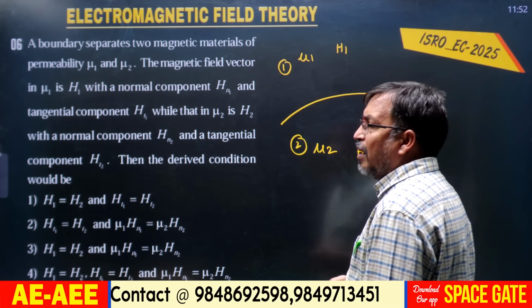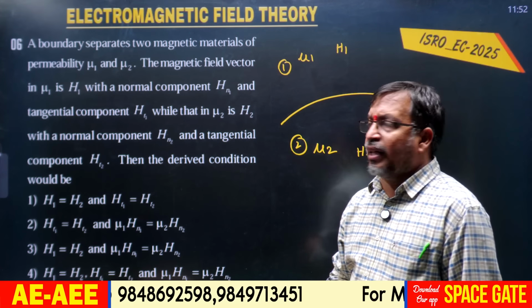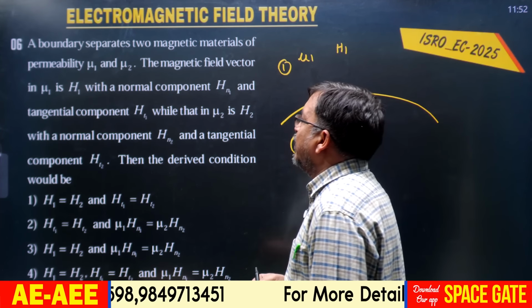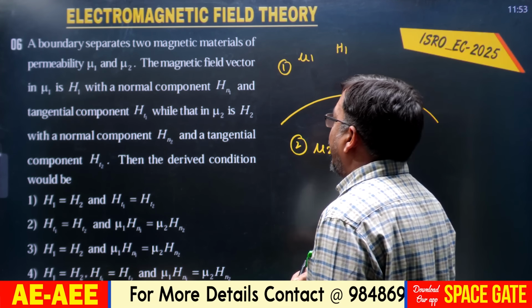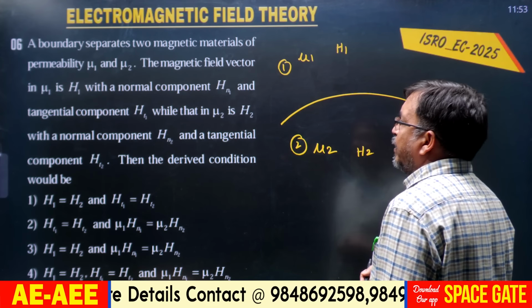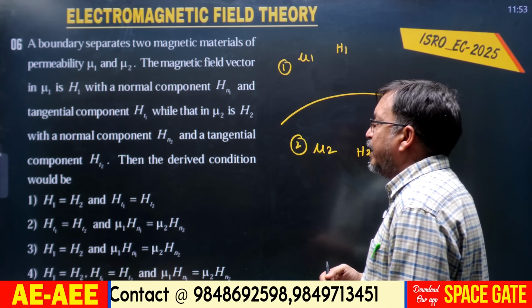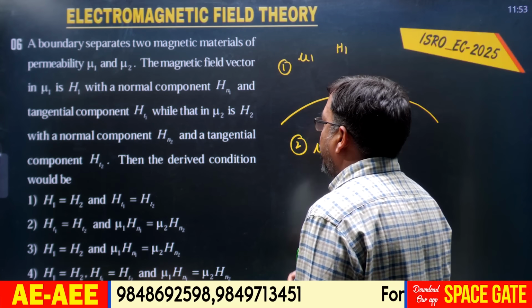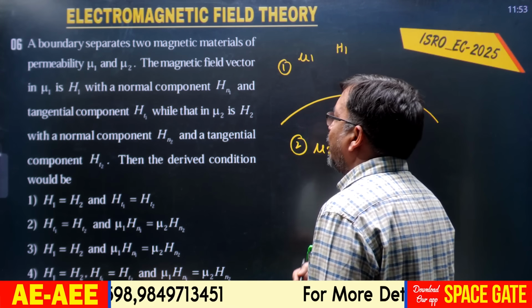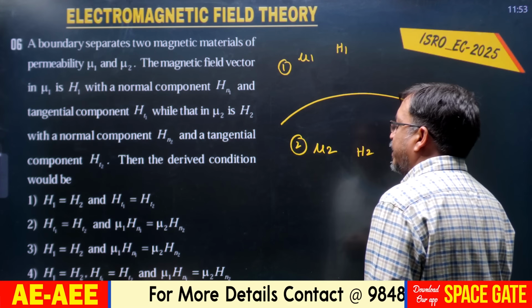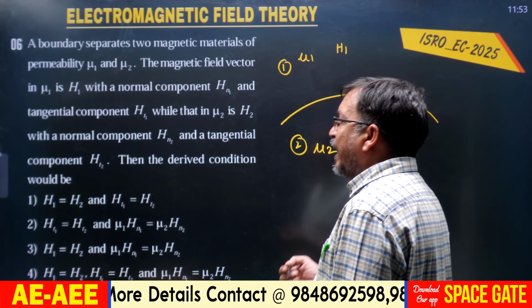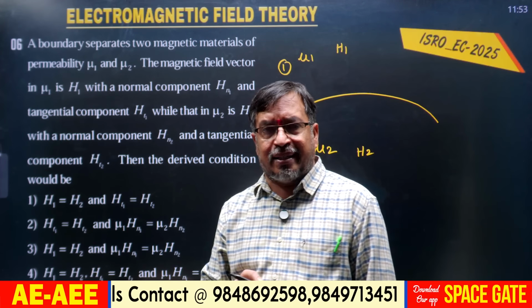Yes, what is H here? Magnetic field intensity. Again I am reading the question. The magnetic field vector in mu1 is H1 with a normal component Hn1 and tangential component Ht1, while that in mu2 is H2 with a normal component Hn2 and a tangential component Ht2. Then the derived condition would be, yes.